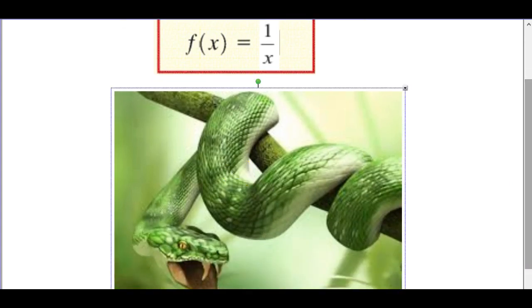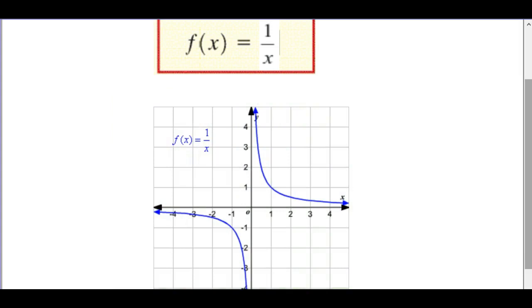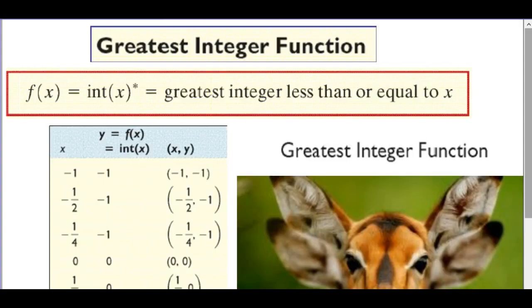Oops, I already talked about this one. Looks like that's a repeater, 1 over x. And the greatest integer function is something I haven't mentioned. The greatest integer function is the greatest integer less than or equal to x.